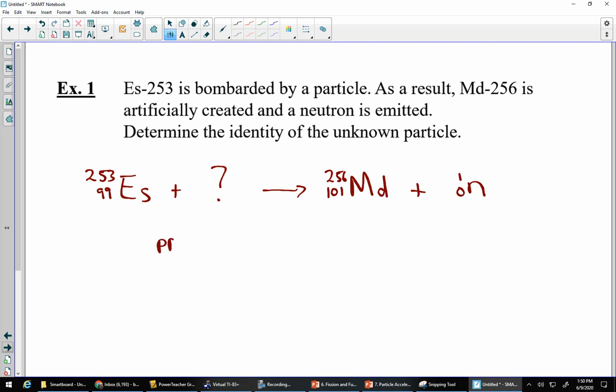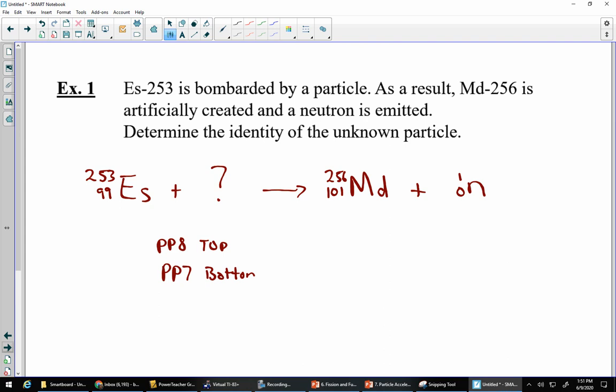We need physics principle, let's see, I believe it's physics principle 8. Maybe I should double check that real quick. Where's my data sheet? Physics principle 8, perfect. Conservation of nucleons for the top numbers. And physics principle 7, conservation of charge for the bottom numbers, for the charges. Cool, so it doesn't really matter which one we do first.